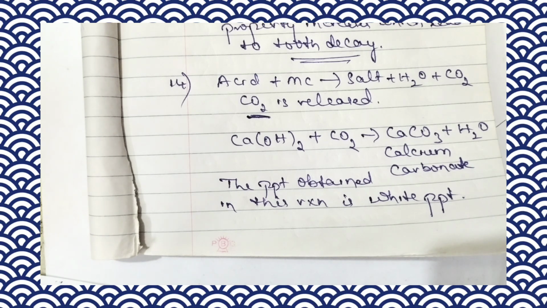So by this we have answered all the questions related to part B chemistry of practice paper number 7. In the next video we are going to answer part C biology of practice paper number 7.